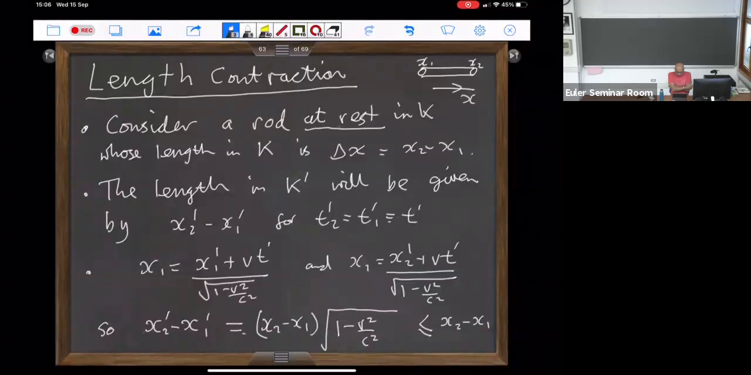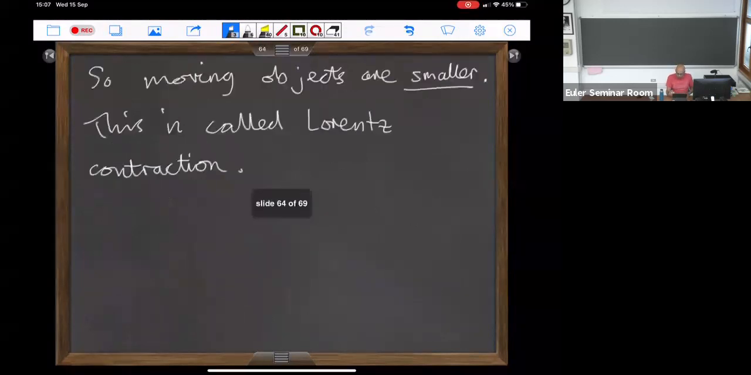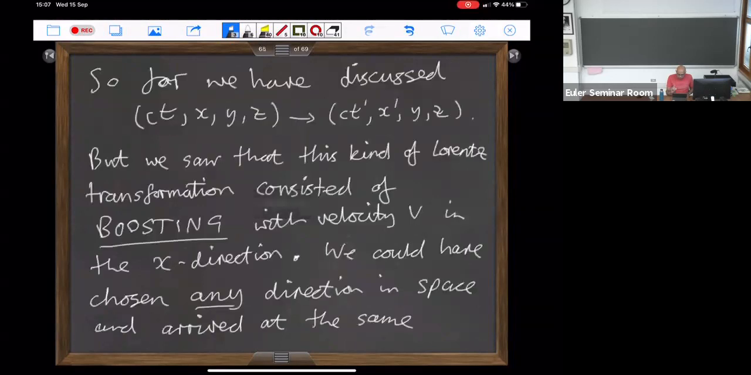So we look at the formulas for x1 and x2 in terms of x1 prime and x2 prime. Again, you just subtract, and the term which is proportional to vt prime vanishes when you take the difference. And we see that the boosted length is the original length times this Lorentz factor, the same factor, the square root of 1 minus v squared over c squared, which means that moving objects are actually smaller than objects at rest. This is the phenomenon called Lorentz contraction. It's discussed a bit more in Landau and Lifshitz.